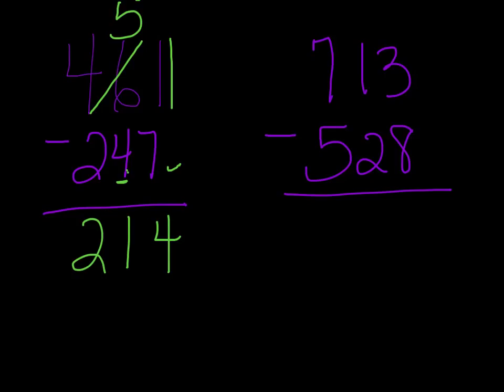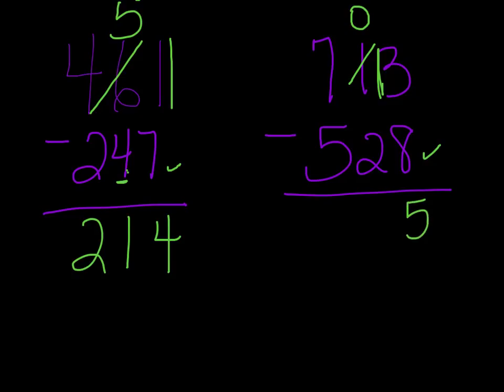Moving on to the other problem, 713 minus 528. I'm going to check to see if the bottom is bigger in that ones column. It is. So I'm going to go next door. I'm going to take the tens bar I have. So now I have 0 tens bars. I'm going to give it to the ones column. So I have 13. 13 minus 8 is 5.